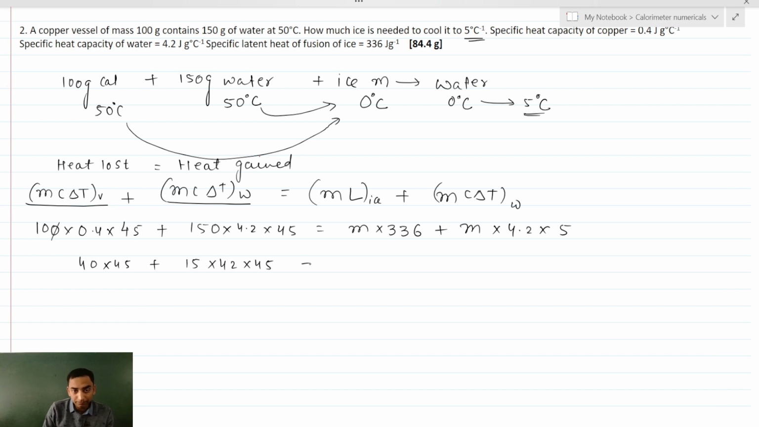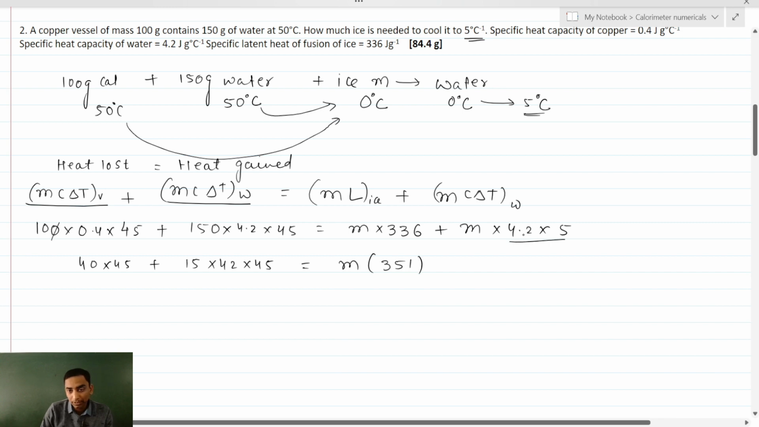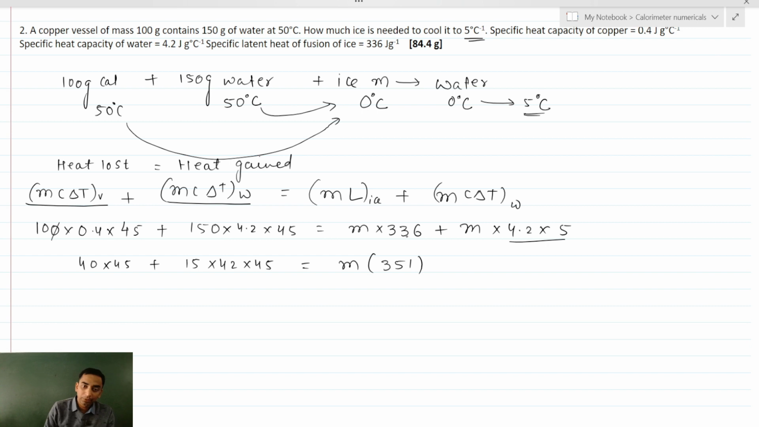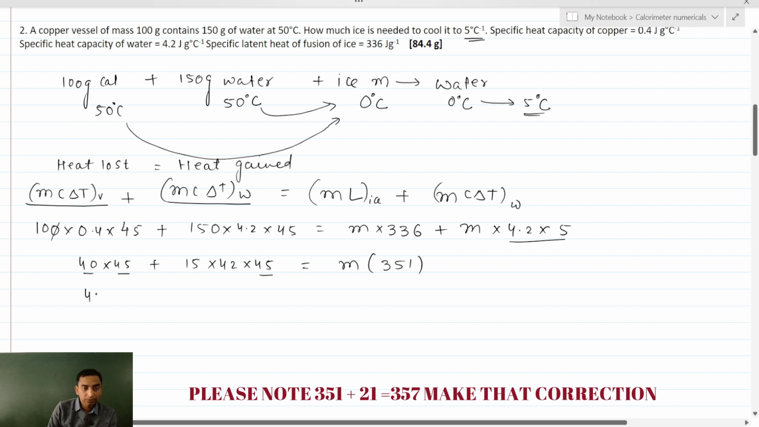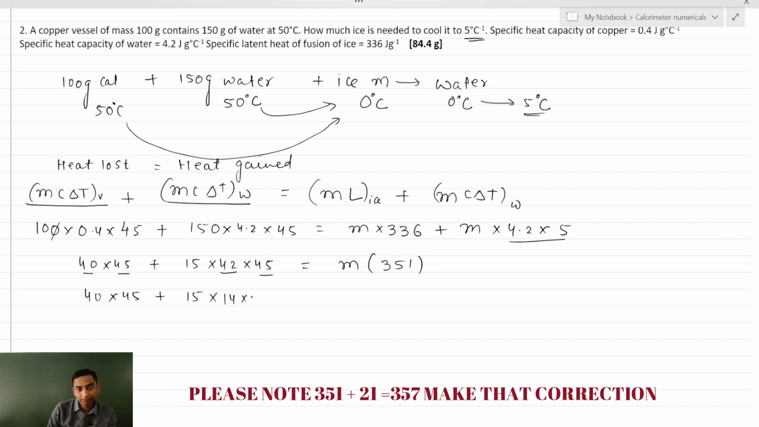Now m is common, so here it is 336 plus 21, so I should be saying this as 351, because 4.2 into 5 is 21, and 21 plus 336 is 351. So I can very well pull out 45 as common from here. So this is 40 into 45 plus 15. I want to just write this as 14 threes are, and again 45. You can simply go by your own instincts.